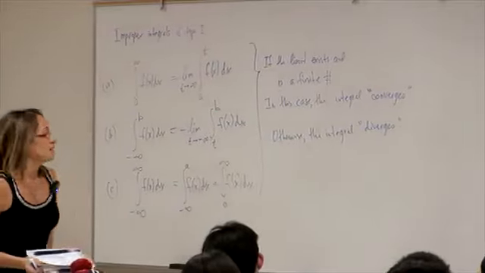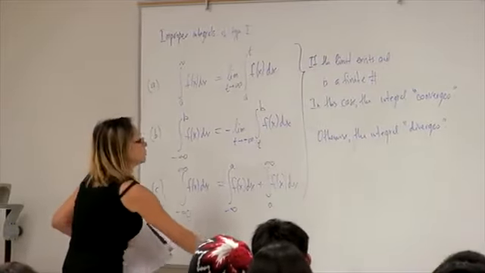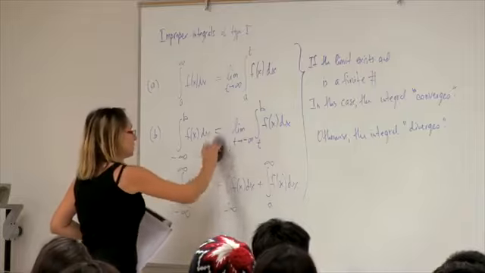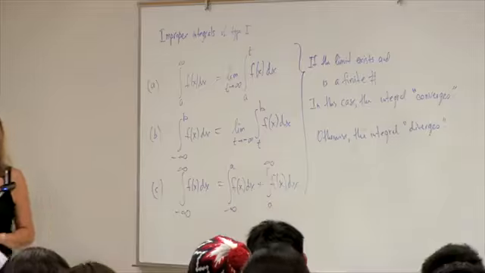For b, why is it the negative limit as t approaches negative? Oh, it's not. Thank you so much. Yeah, the negative sign is here. More questions?